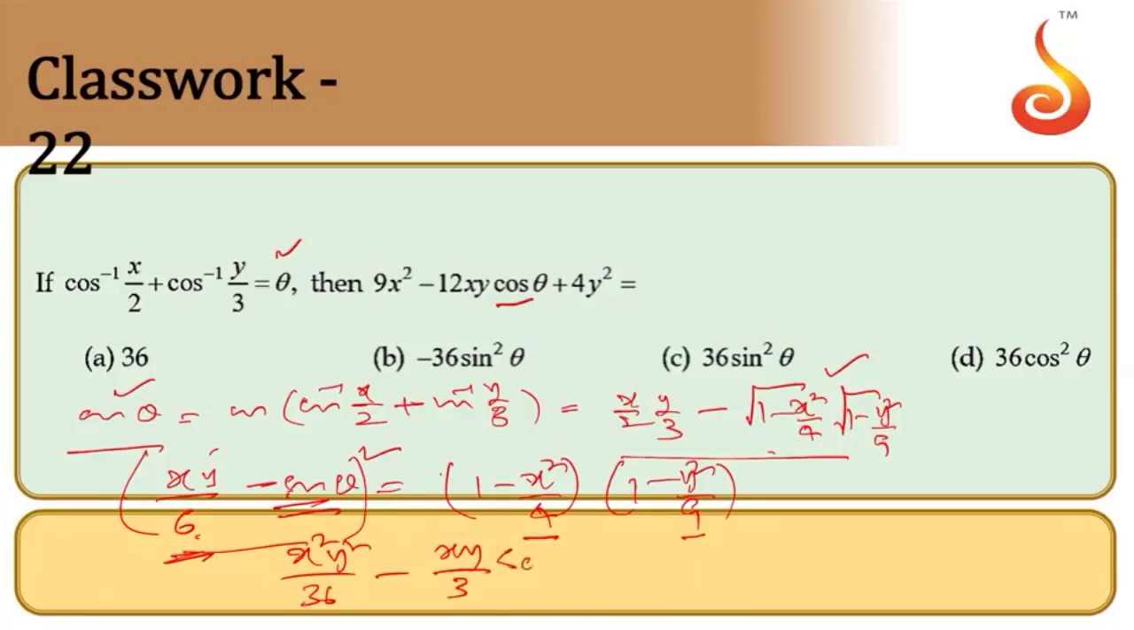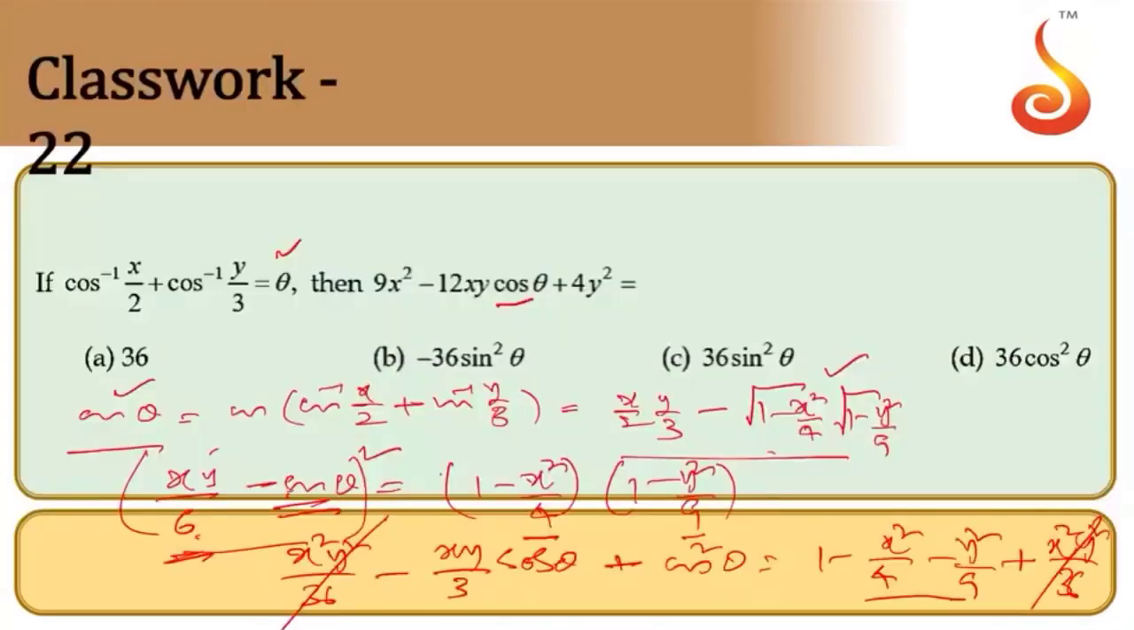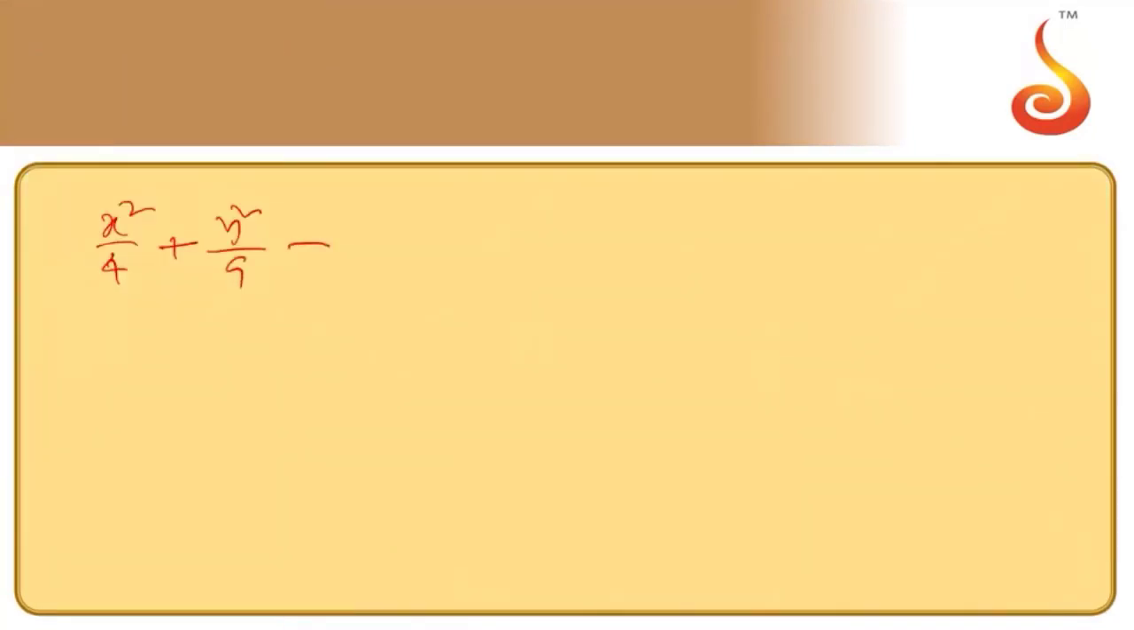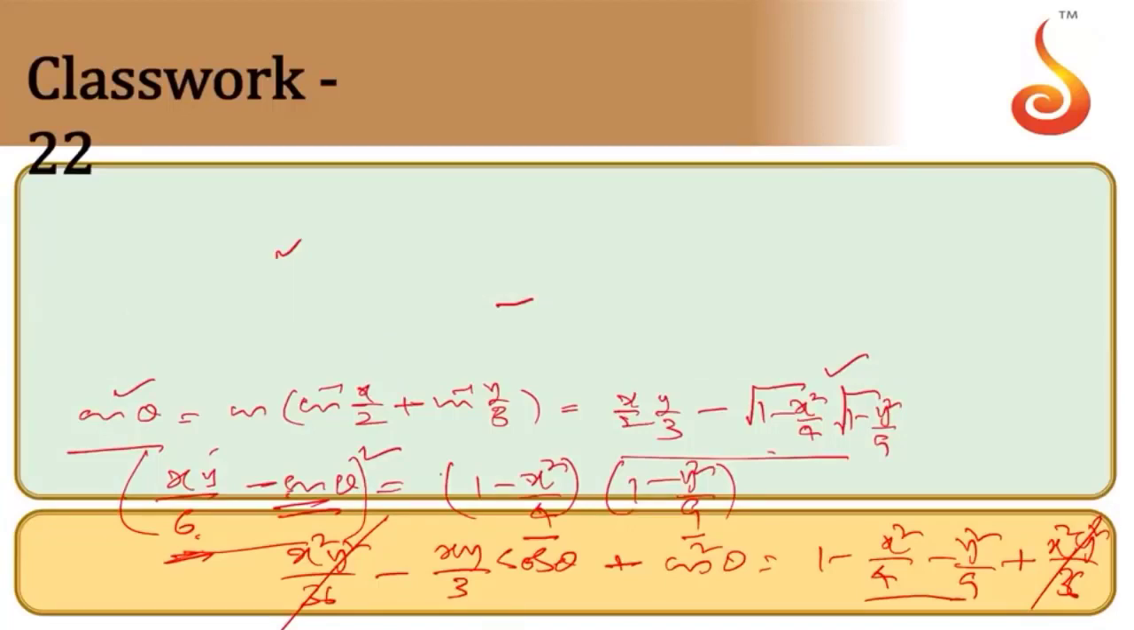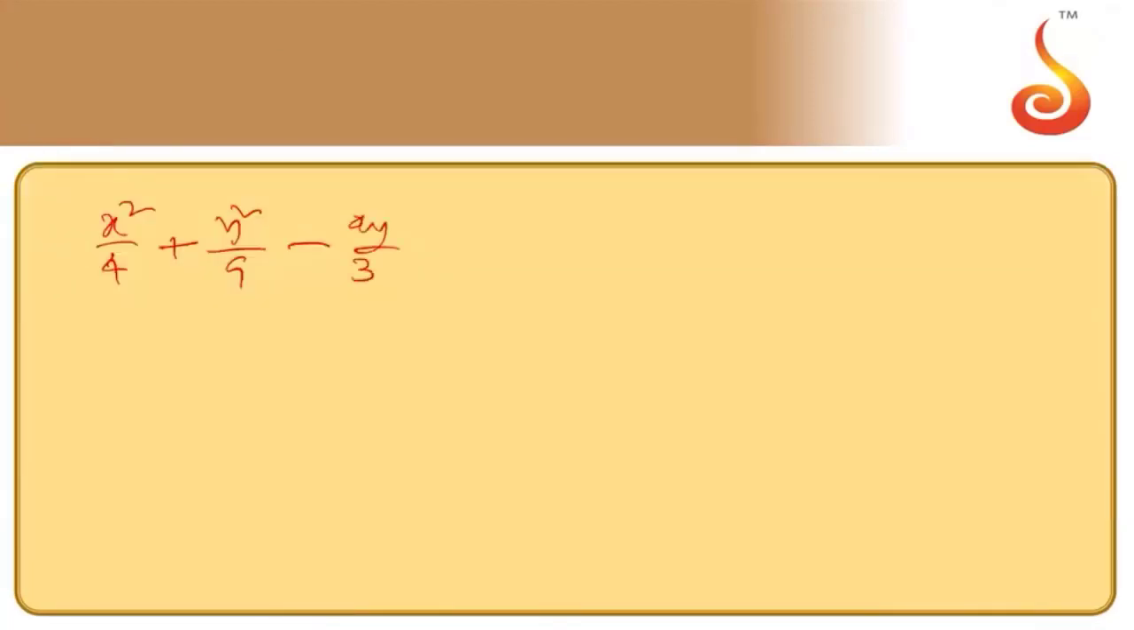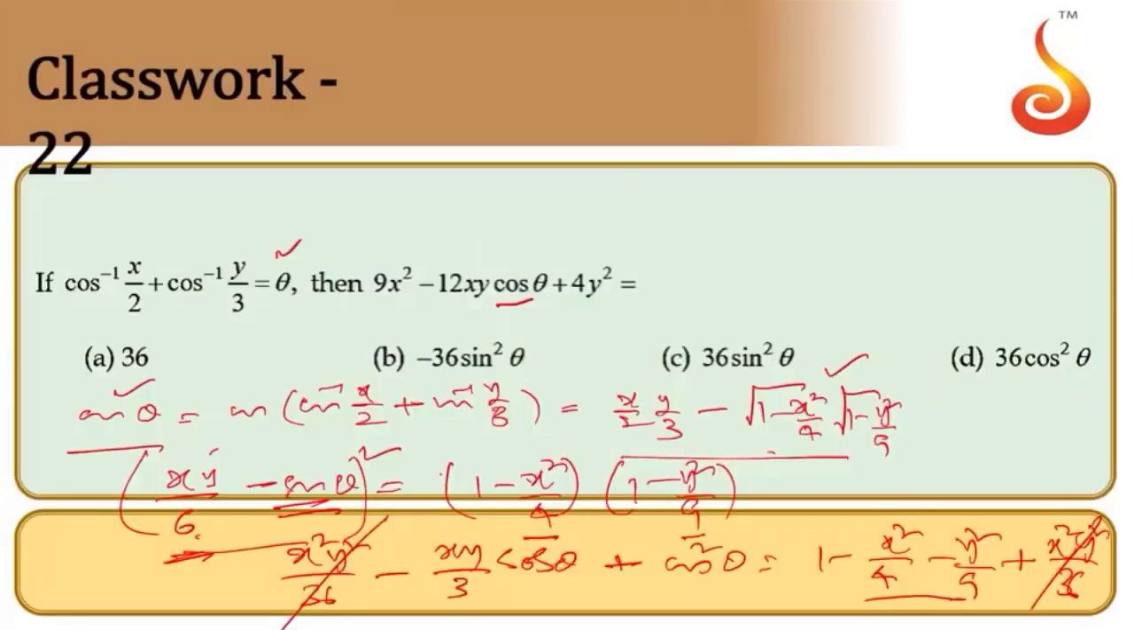So x square y square by 36 minus xy divided by 3 cos theta plus cos square theta is equal to 1 minus x square by 4 minus y square by 9 plus x square y square by 36. These two get cancelled. Simplifying, these two bring to the left hand side. We can rewrite x square by 4 plus y square by 9 plus xy by 3 cos theta, bringing it to the left hand side.